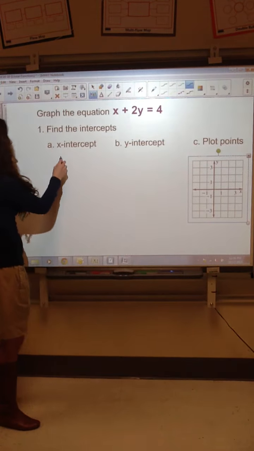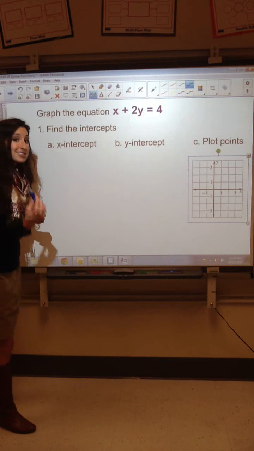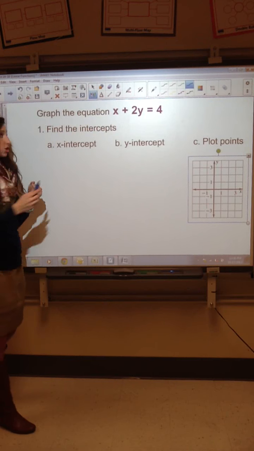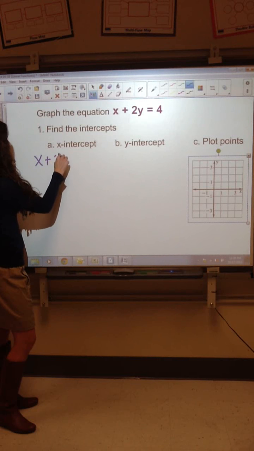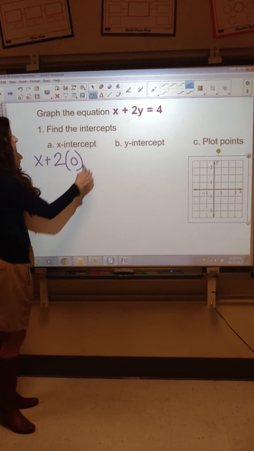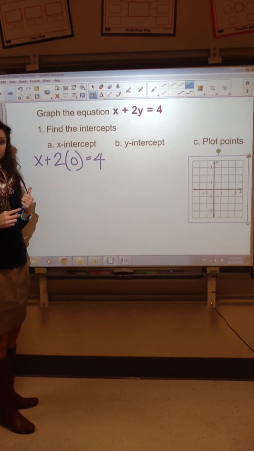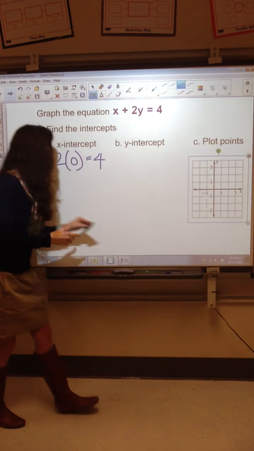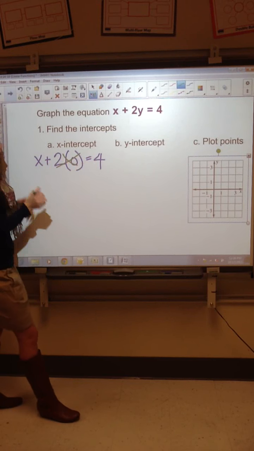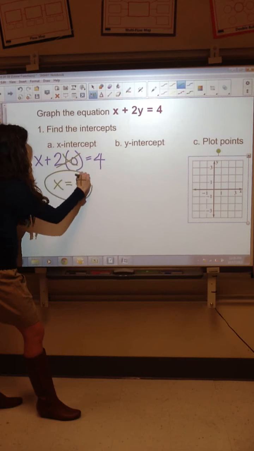So let's start with our x-intercept. If we need a reminder, the x-intercept is where we are plugging in 0 for y and solving for x. So we're going to rewrite the equation. x plus 2, and what am I plugging in for y? 0 equals 4. Now all I have to do is solve for x to get my x-intercept. So here we go. 2 times 0 is 0. x equals 4. Did I get it? x equals 4. Love it.